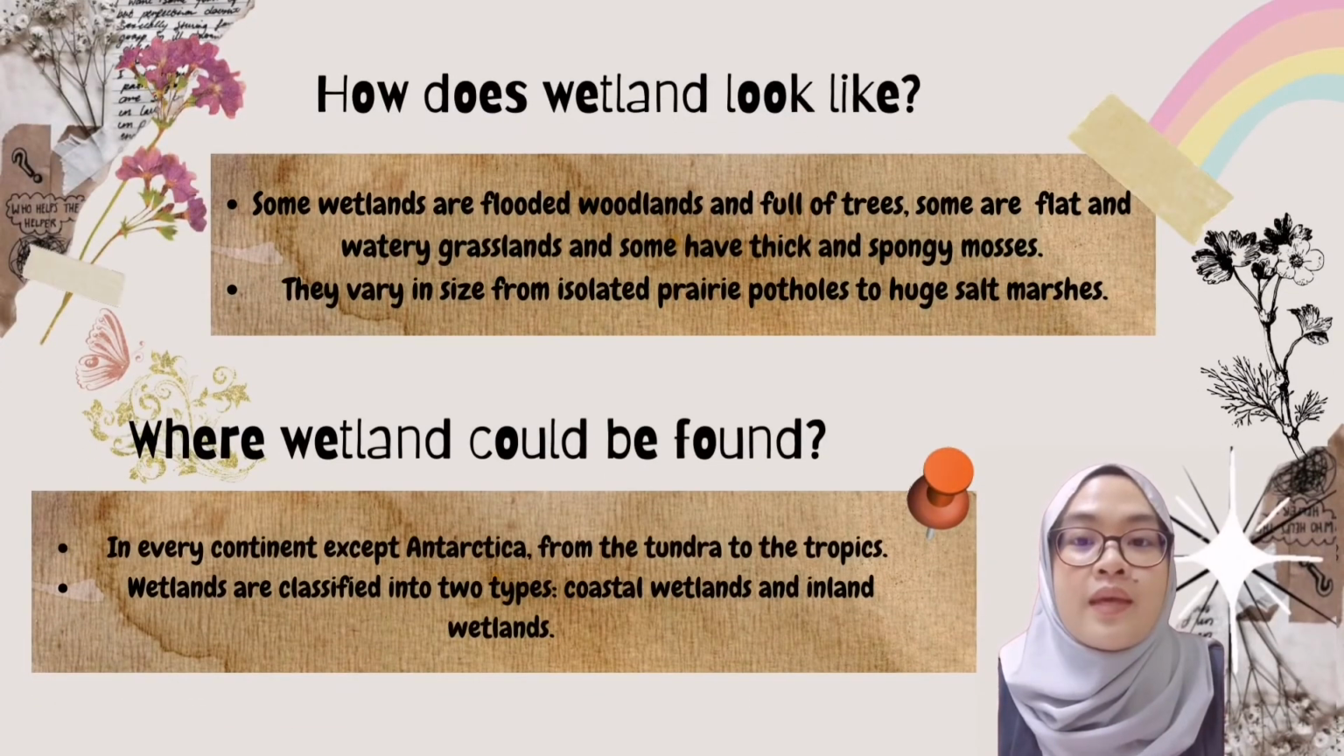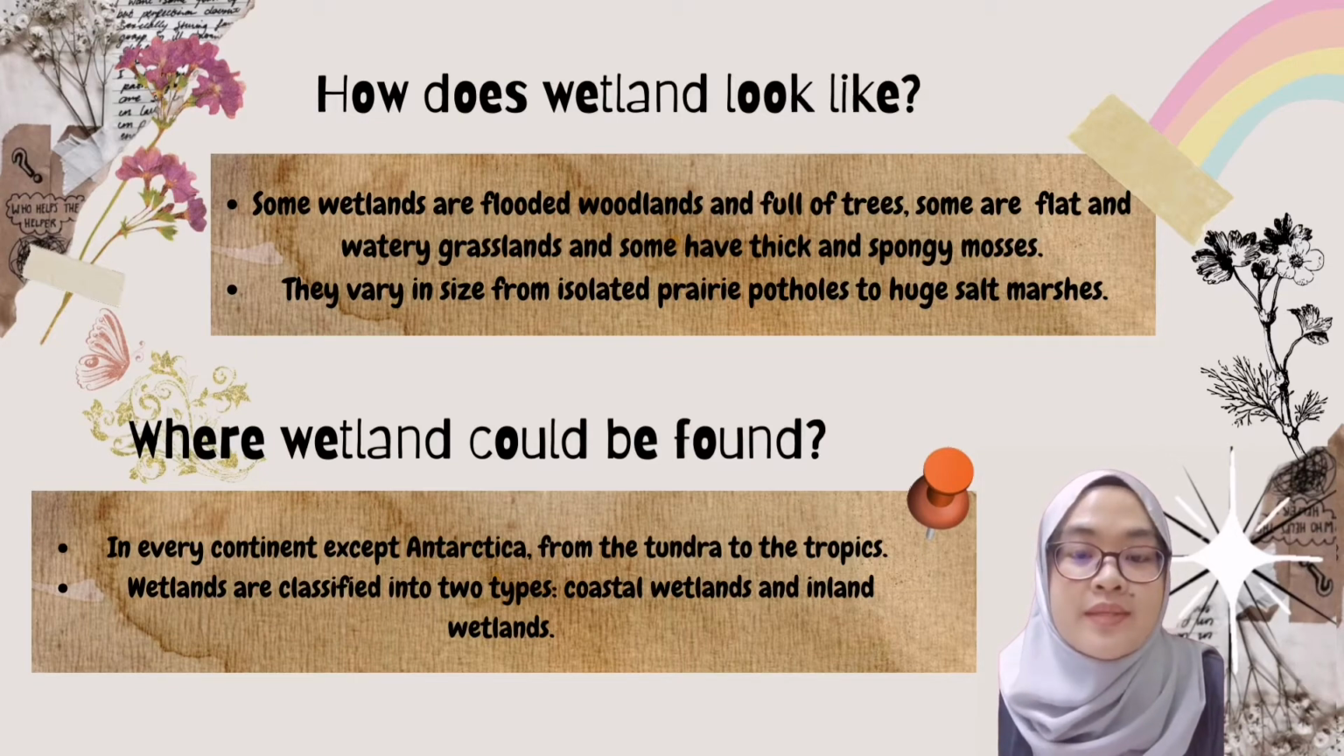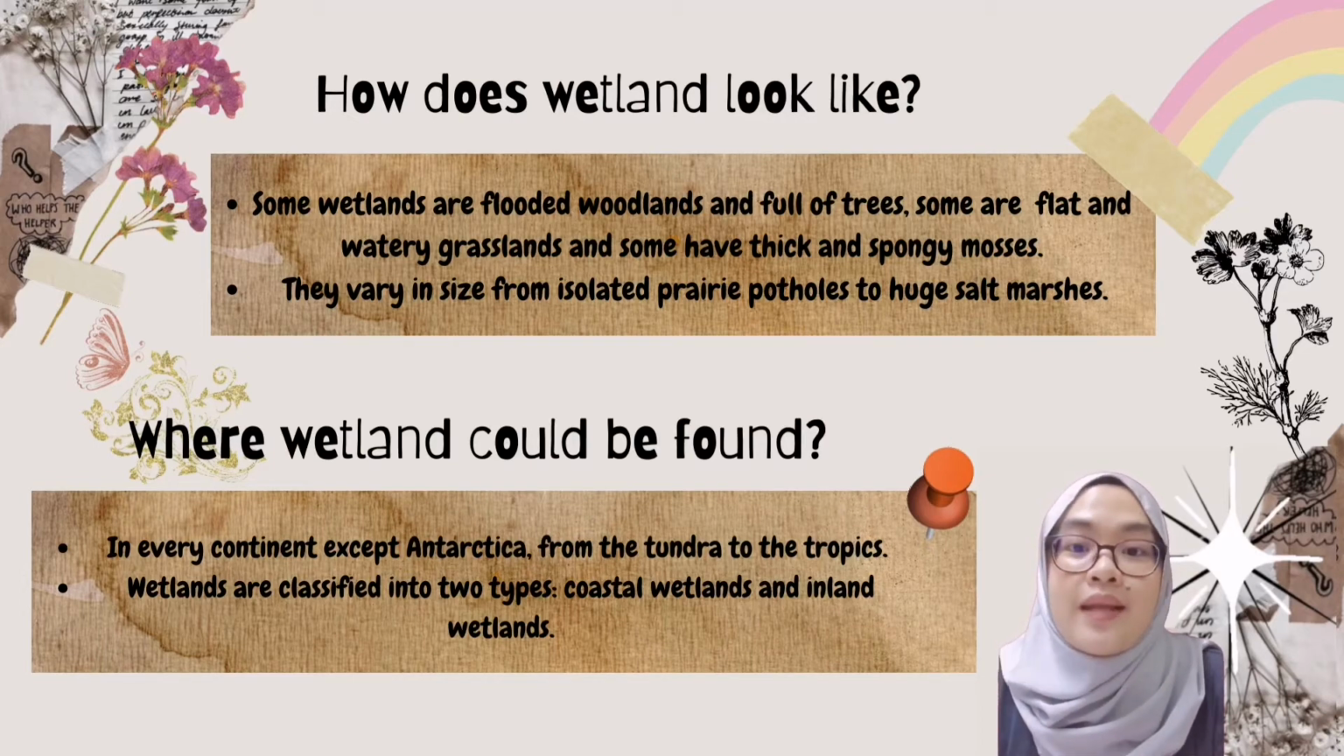Now, you guys are probably wondering, what do wetlands look like? Some wetlands are flooded woodlands full of trees. Some are more like flat and watery grassland, and some are choked by thick and spongy mosses. They have many variations in size, from isolated prairie potholes to huge salt marshes. So where can we find wetlands? Wetlands can be found on every continent, from the tundra to the tropics, except Antarctica. Wetlands can be classified into 2 types, which are coastal wetlands and inland wetlands.